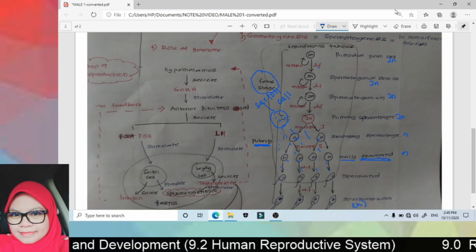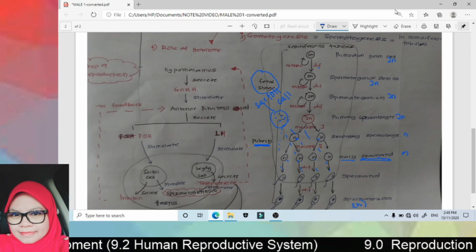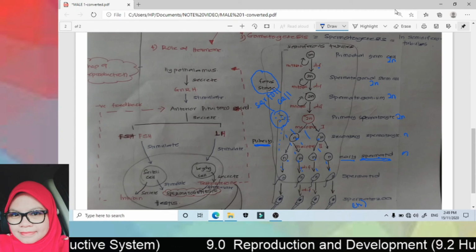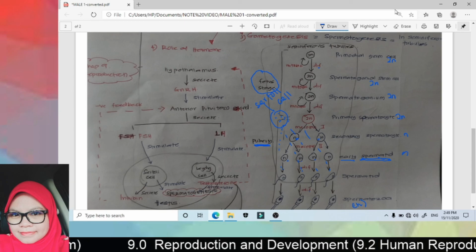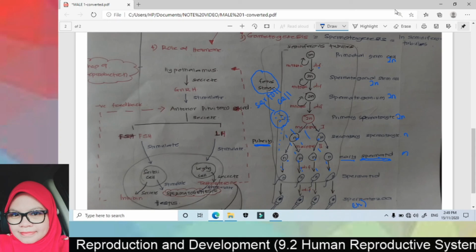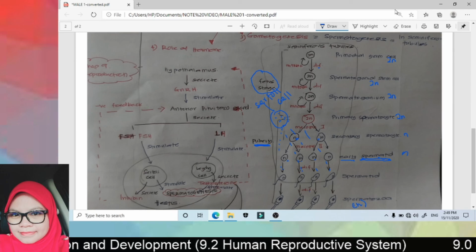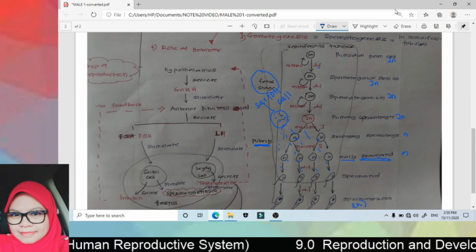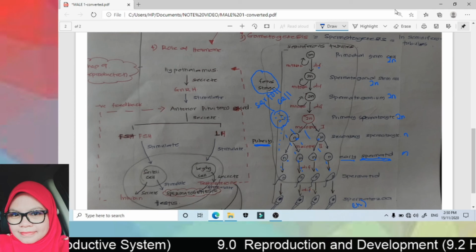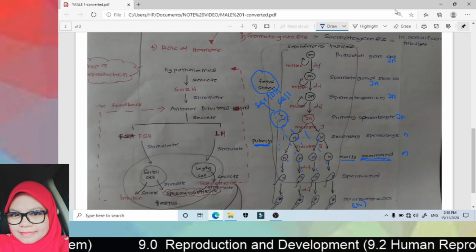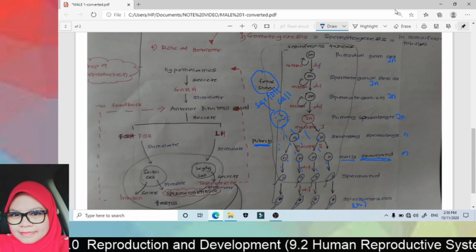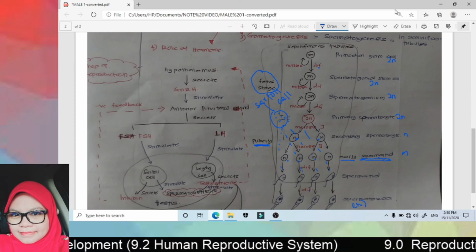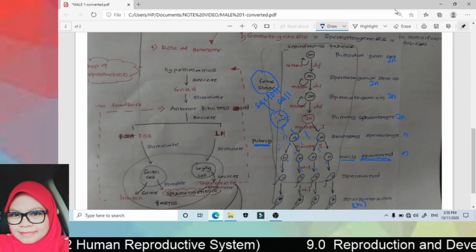Spermatogenesis is a process producing sperm, which is male gamete. It occurs in seminiferous tubule of testis. Spermatogenesis starts during fetal stage. Primordial germ cell, diploid, undergoes mitosis. At the same time, it undergoes differentiation, producing spermatogonial stem cell, diploid. Spermatogonial stem cell undergoes mitosis and at the same time differentiation to produce spermatogonium, also diploid. Spermatogonium undergoes mitosis, and at the same time differentiation, and produces primary spermatocyte, which is diploid.